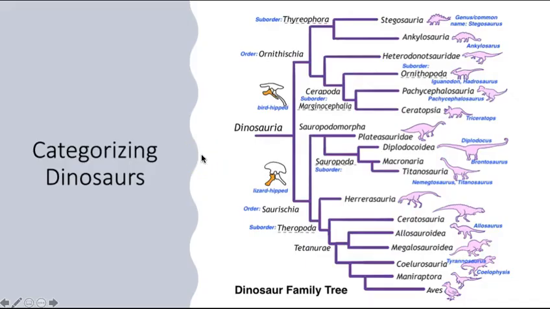This is an edited version of the dinosaur family tree from your textbook that highlights the two types or orders of dinosaurs, the 5 main groups of dinosaurs, and some examples of dinosaurs that belong to that group. Let's review each of the 5 groups or suborders.